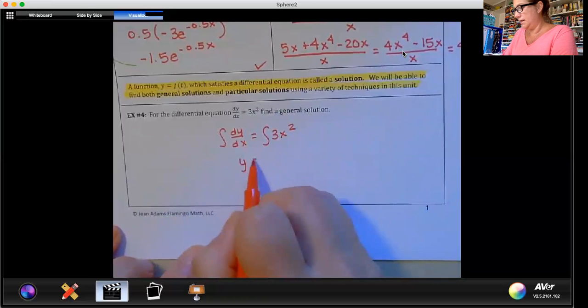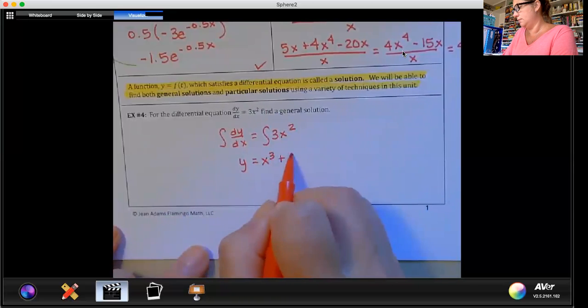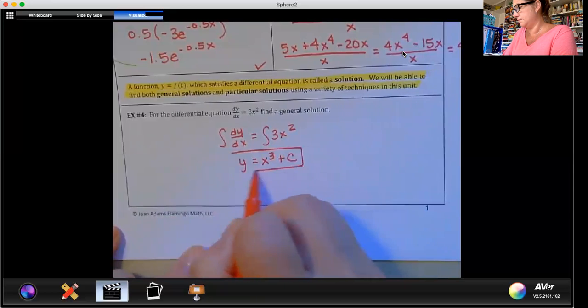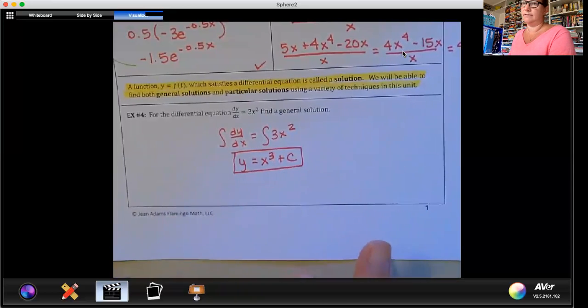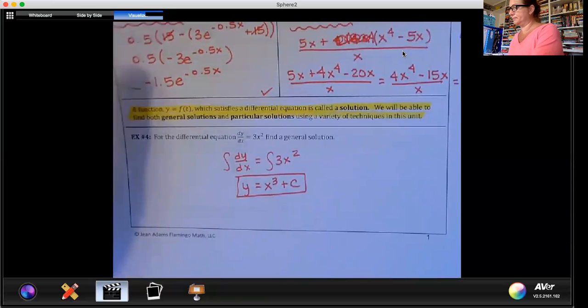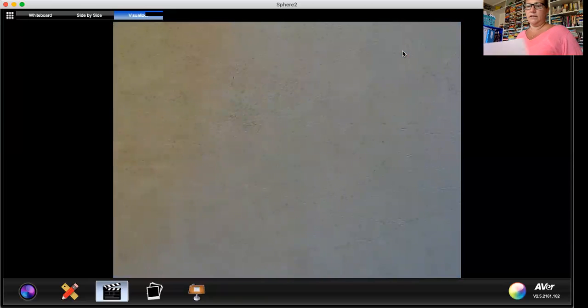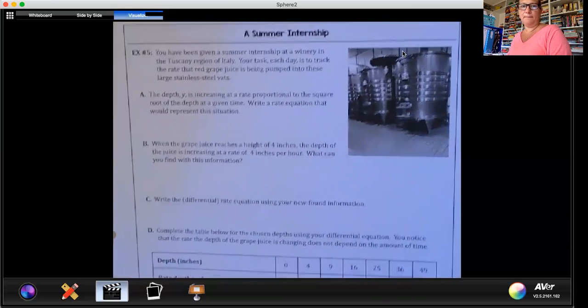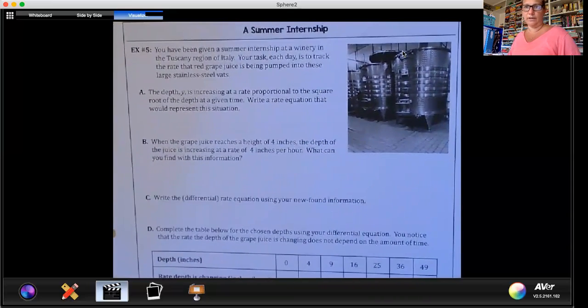So y equals x cubed plus c. Yes, that one was very, very simple. They will get much more complicated than that. So we have a word problem here on example number 5, but it breaks it down into multiple questions so that it will lead you to your answer.